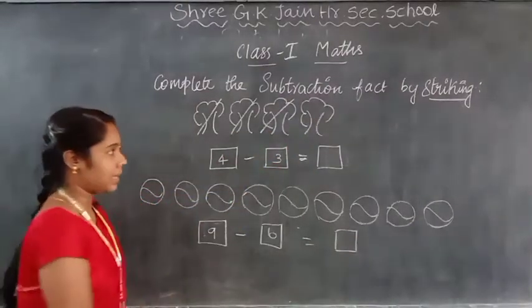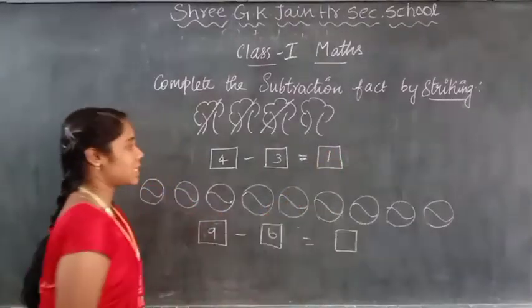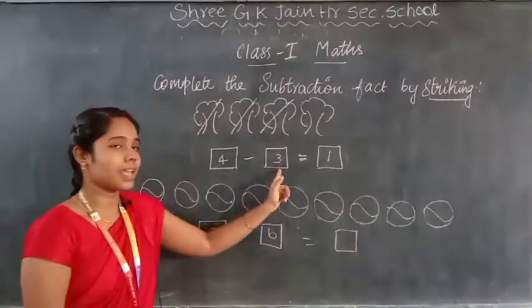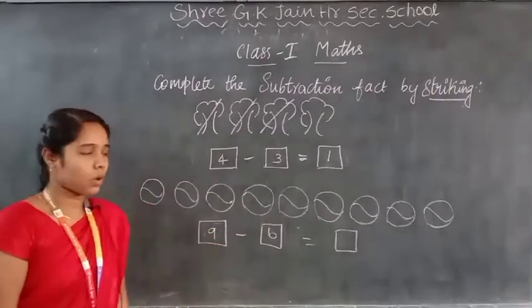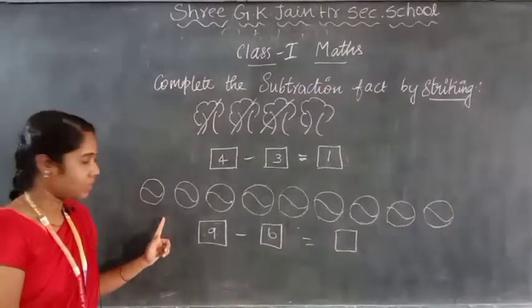Only 1 is remaining, right? So write the answer. What is the answer? 4 minus 3 is 1. Okay. Now listen. The next one.